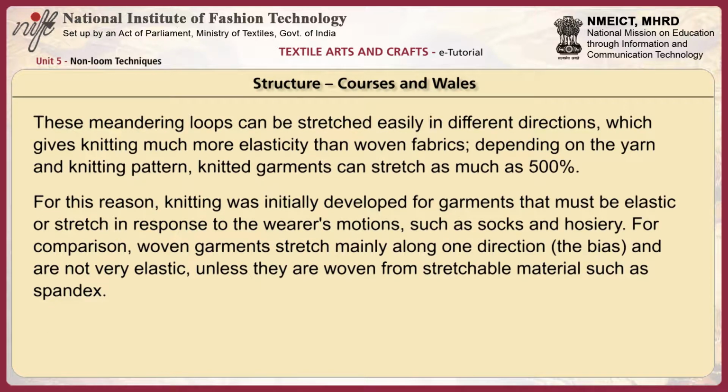These meandering loops can be stretched easily in different directions, which gives knitting much more elasticity than woven fabrics. Depending on the yarn and knitting pattern, knitted garments can stretch as much as 500%. For this reason, knitting was initially developed for garments that must be elastic or stretch in response to the wearer's motions, such as socks and hosiery. For comparison, woven garments stretch mainly along one direction, the bias, and are not very elastic, unless they are woven from stretchable material such as spandex.